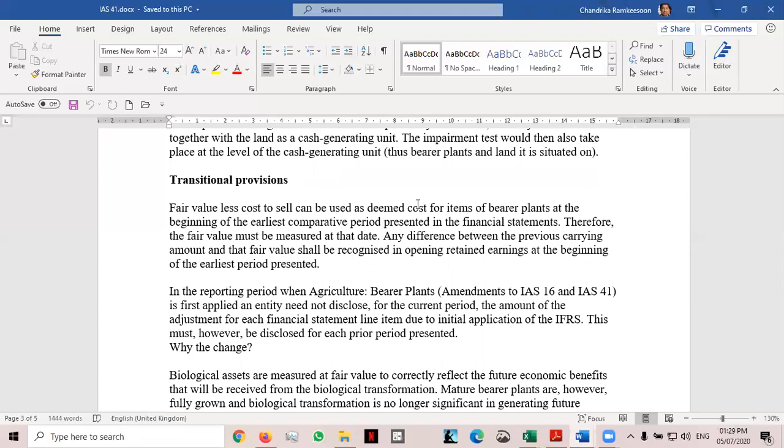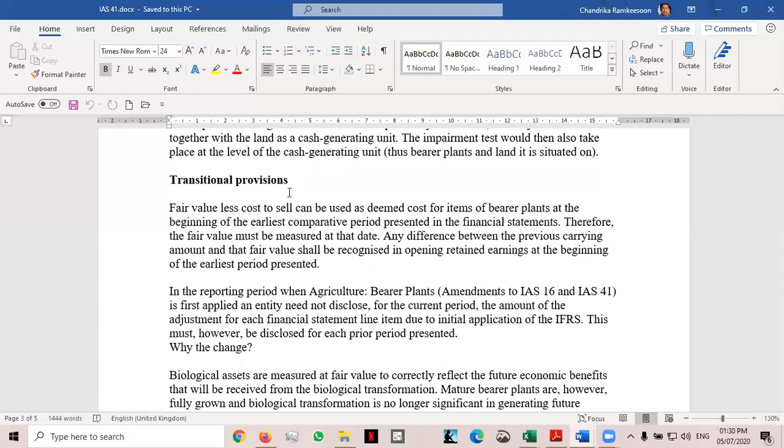Transitional provisions: fair value less cost to sell can be used as deemed cost for items that are bearer plants at the beginning of the earliest comparative period presented in the financial statements. Therefore, the fair value must be measured at that date. Any difference between the previous carrying amount and that fair value shall be recognized in opening retained earnings.